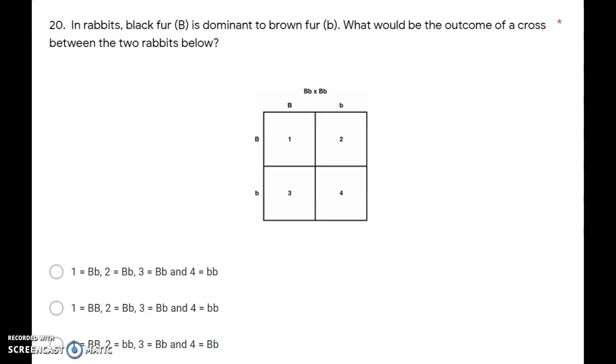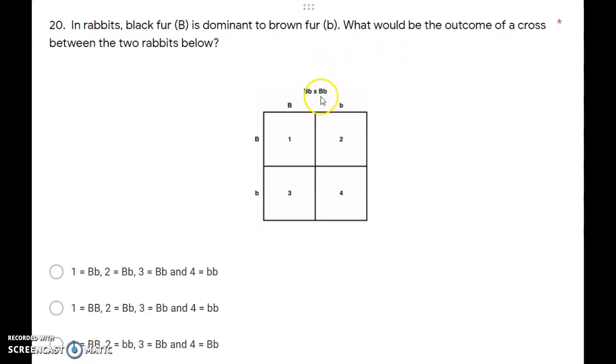Life at the systems and organisms level, question 20. In rabbits, black fur, which is represented by a capital B, is dominant to brown fur, which is represented by a lowercase b. What would be the outcome of a cross between the two rabbits below?